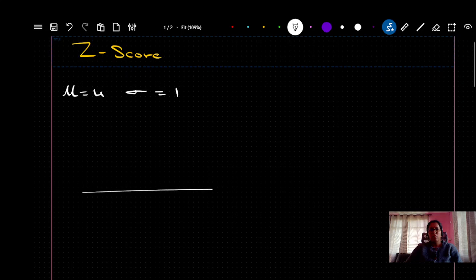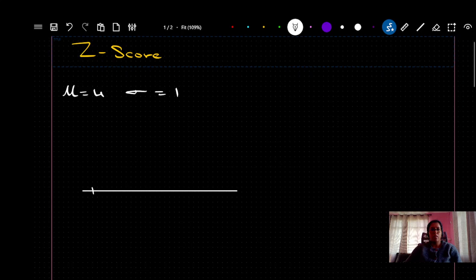So previously we saw the normal distribution, or the Gaussian distribution. Today we're going to see a concept known as the z-score. So let's say we have a data set with a mean, that is the mu, equal to 4 and the standard deviation equal to 1. Now we're going to plot this to get our normal distribution graph.